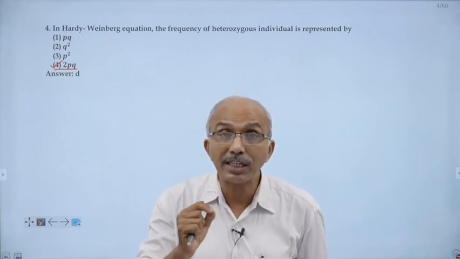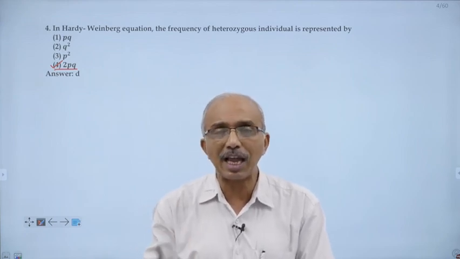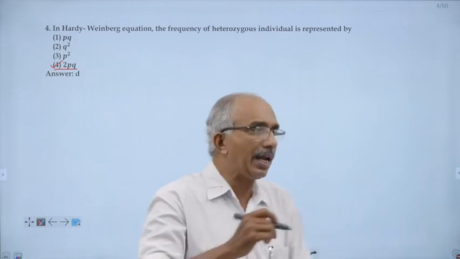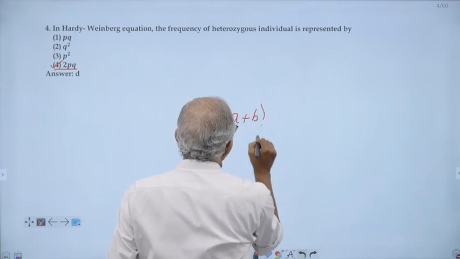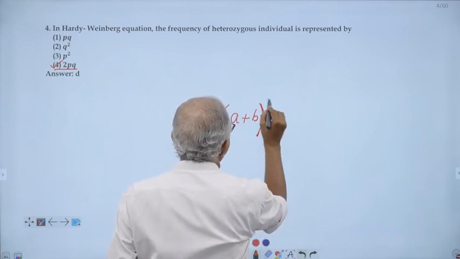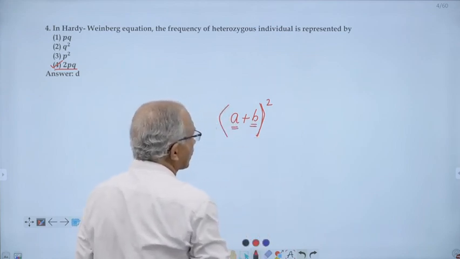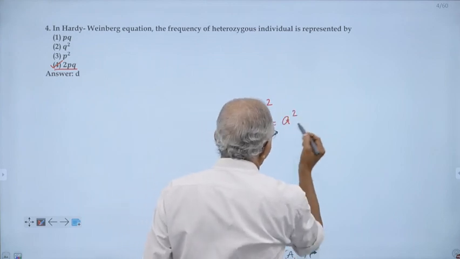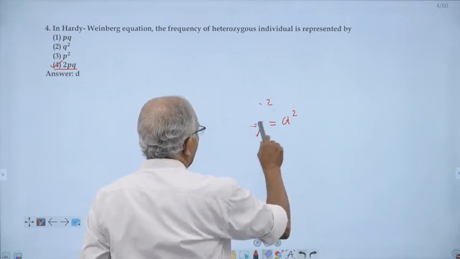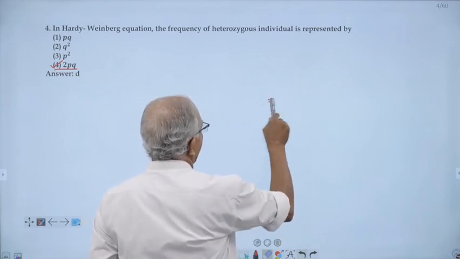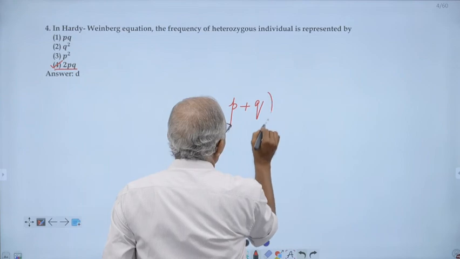If a population is in Hardy-Weinberg equilibrium, the frequency of genotypes can be calculated from an equation, the binomial (a + b) whole squared. a is the frequency of the dominant allele, b is the frequency of the recessive allele. Here p is used, so we can use p itself. So it is given by (p + q) whole squared.